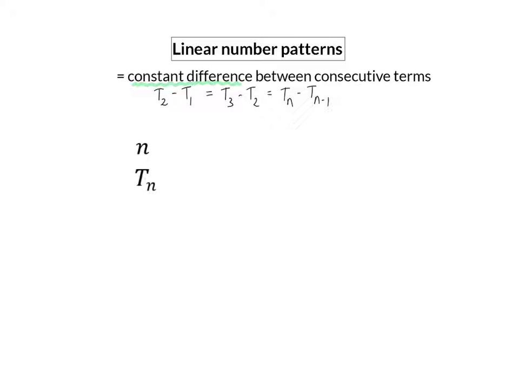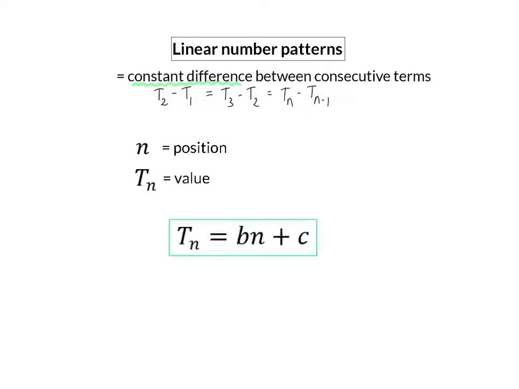In any general formula, there are a variety of symbols used. n and Tn will be part of all of them. n indicates the position of a specific term, and Tn indicates the value of a specific term. The general formula for a linear number pattern is always in the form Tn = bn + c. Next, we are going to have a look at how we will determine the constant values of b and c for a specific pattern.